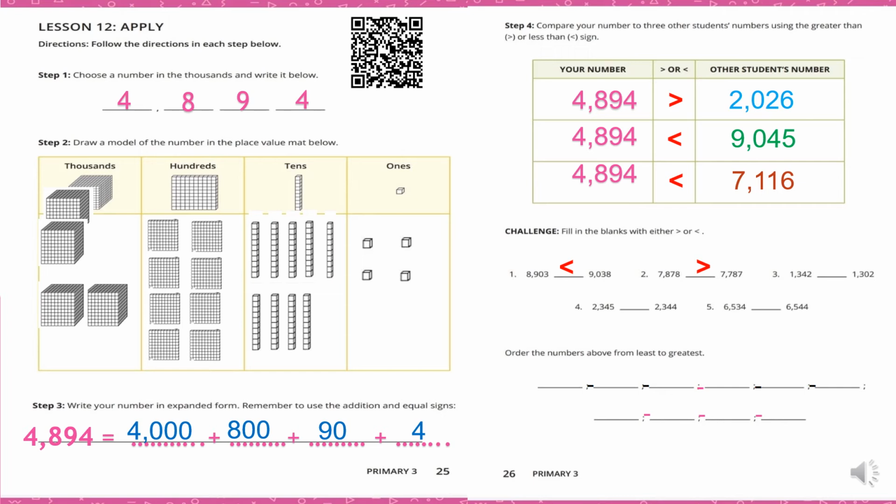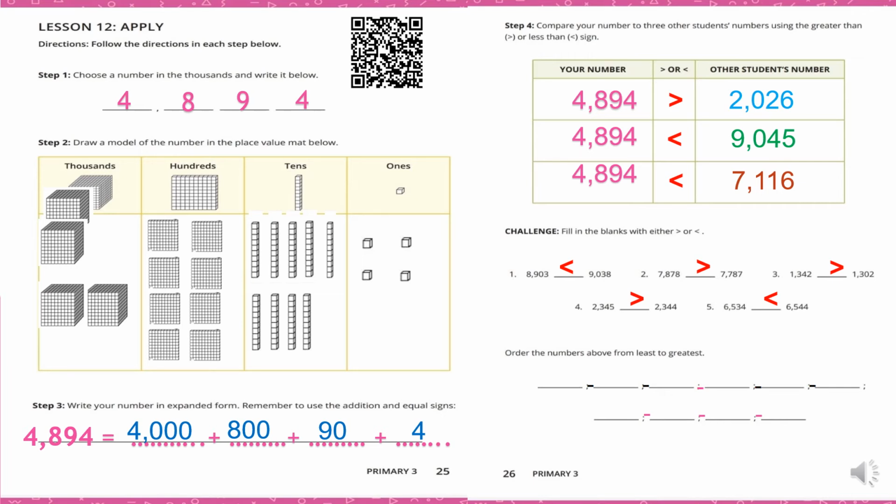Number 3, we have two numbers. The first number, 1,342, and the other one, 1,302. Look at thousands, 1,000 here and 1,000 here. So look at 100, 300 here and 300 here. Look at tens. We have 4 in tens here and 0 in tens here. So 4 is the greatest. Then you can make number 4 and number 5 with the same strategy.